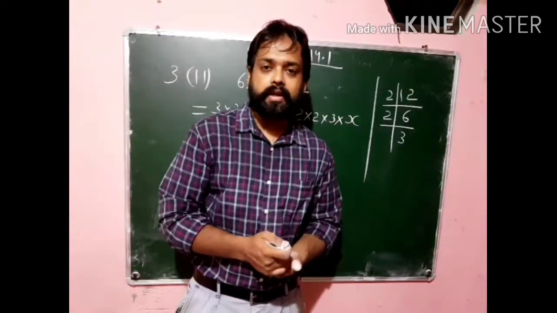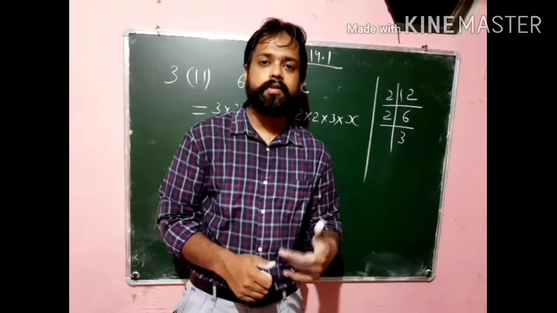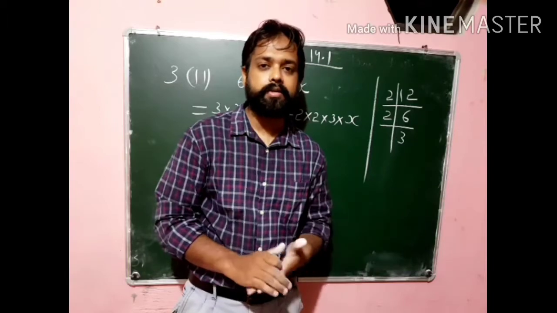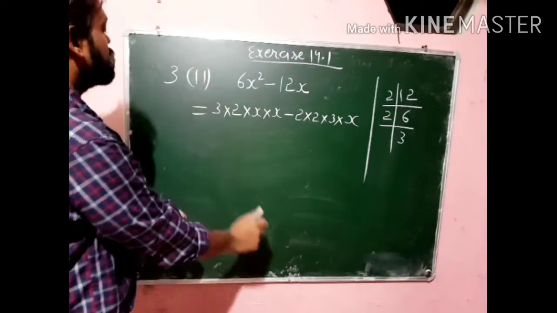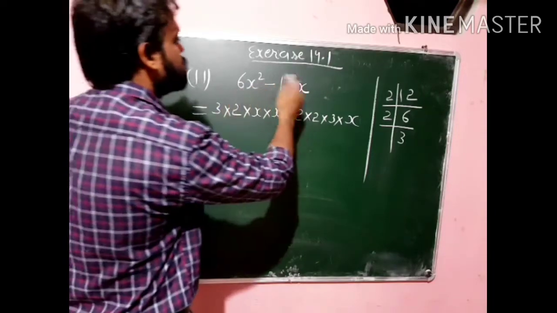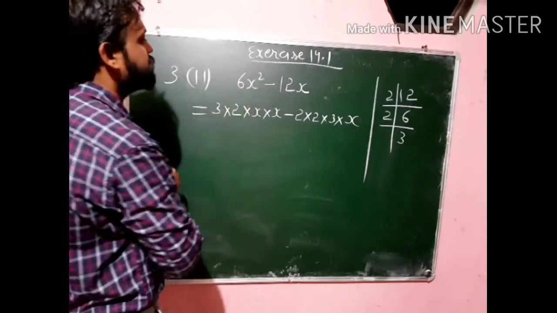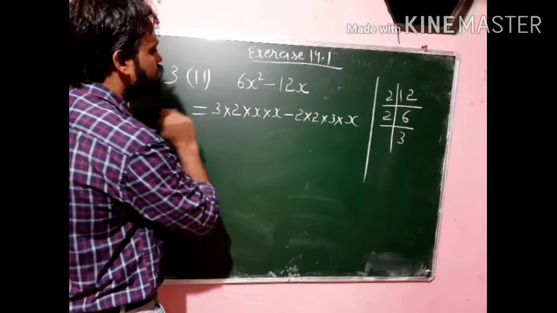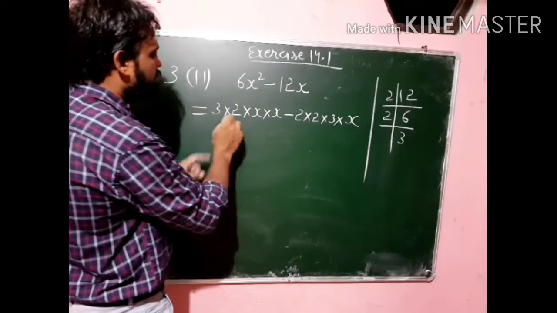So okay, I am going to start the second part. I am leaving its first part because its first part is very easy. Even this case is also very easy, but I am solving it here, so you have to see carefully. Now in the second part of the third sum, it is given that 6x square minus 12x. So first of all, again we have to make the factors of this 6x square. How can we write this 6? We can write it as 3 into 2, because 3 times 2 is 6. So we can write it as 3 multiplied by 2.